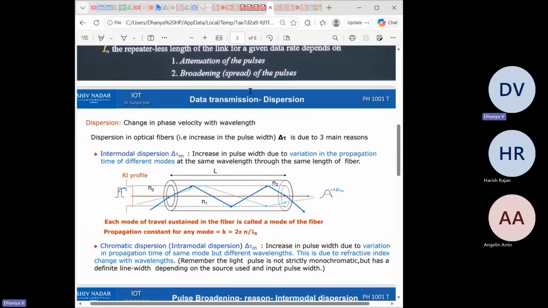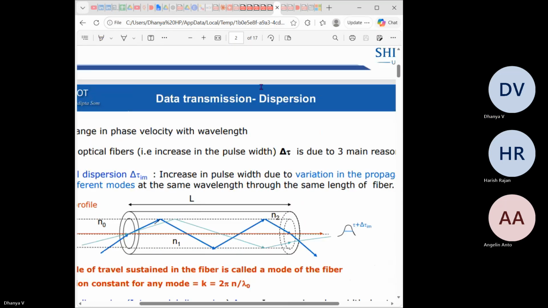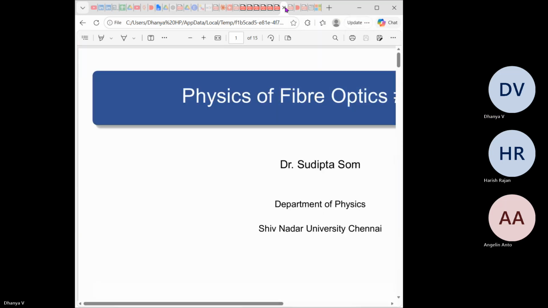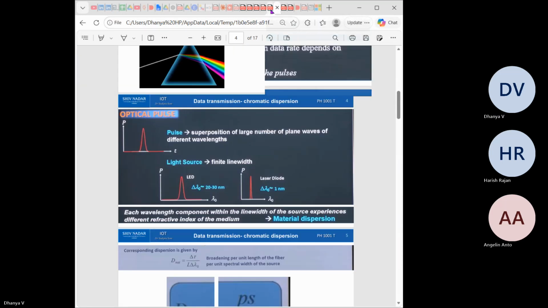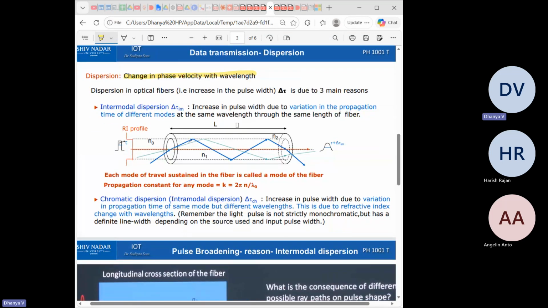Okay, we'll see dispersion. What is dispersion now? Change in phase velocity with wavelength. Okay, once again, I'll just check how much is there. I'll try to cover it in less than 20 minutes.